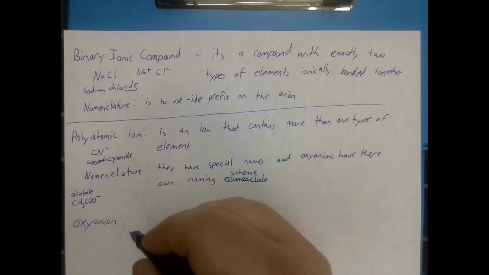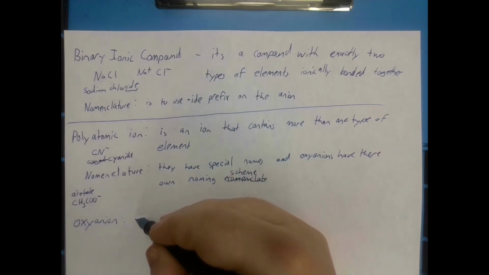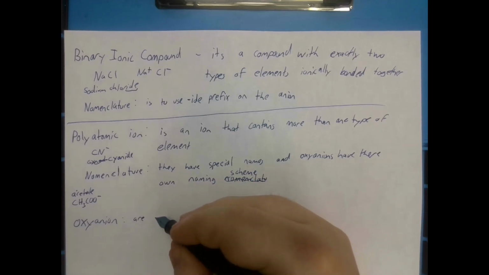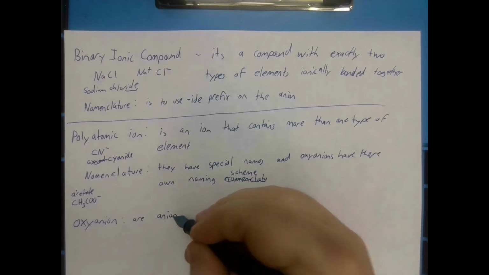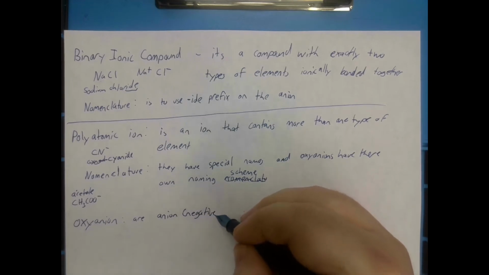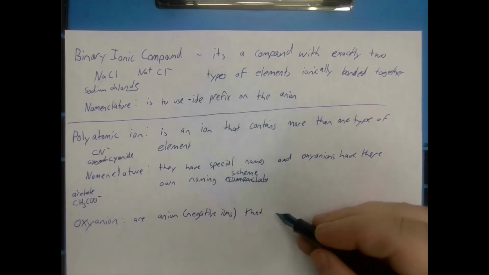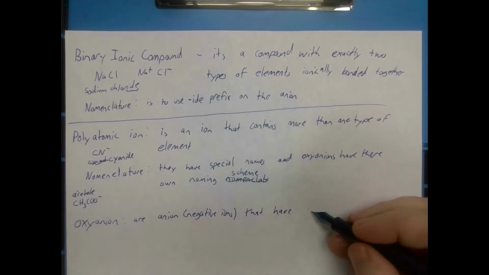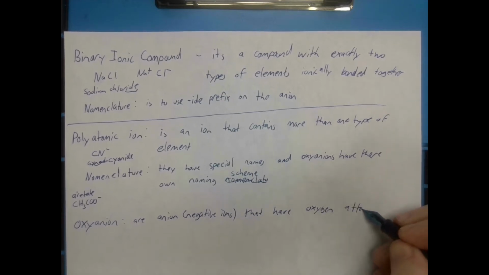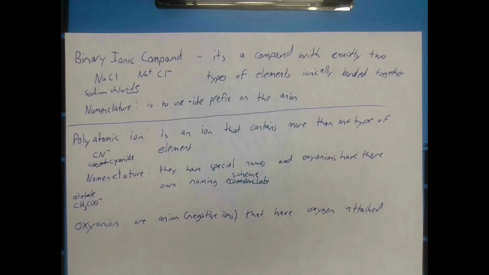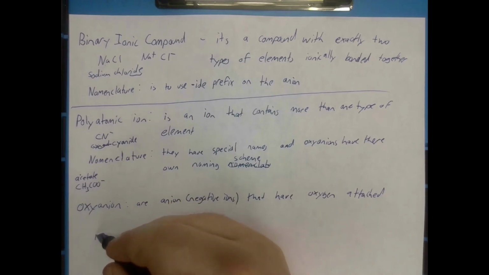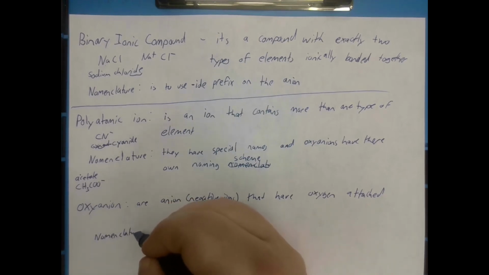Then we have oxyions. Oxyions are anions, meaning negative ions, that have oxygen attached. And there's a few naming schemes. So the nomenclature for this is kind of complicated. We went over it yesterday.